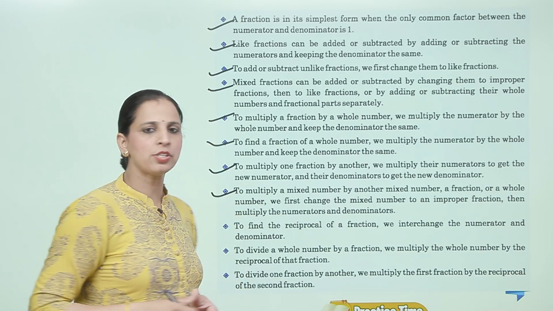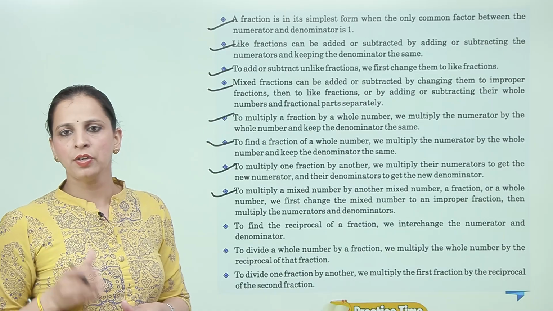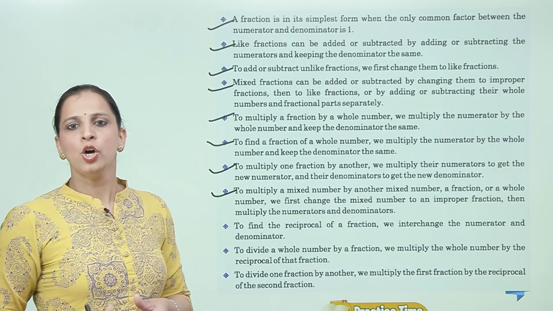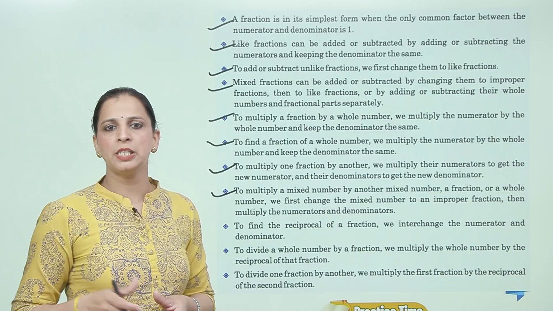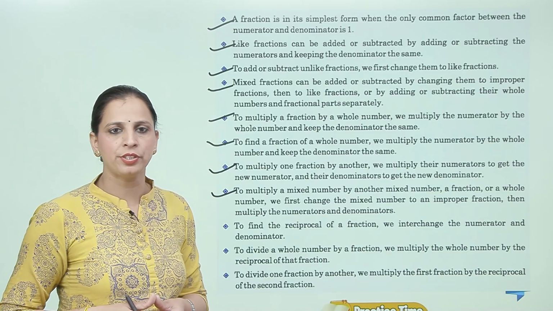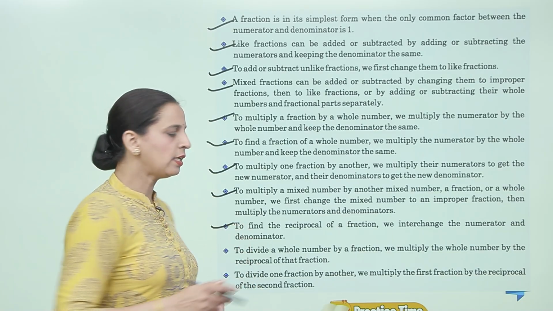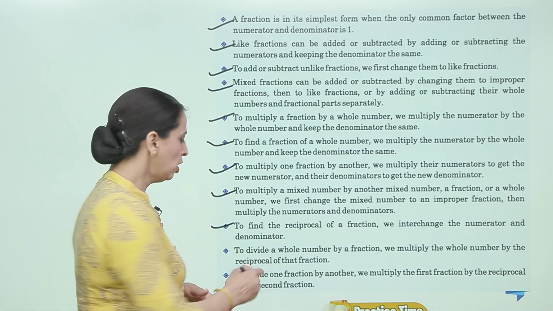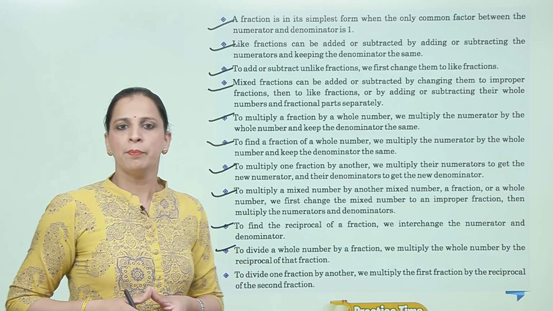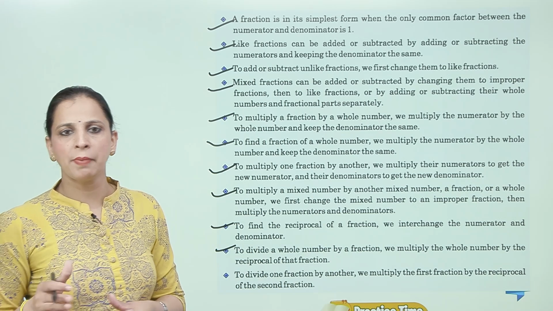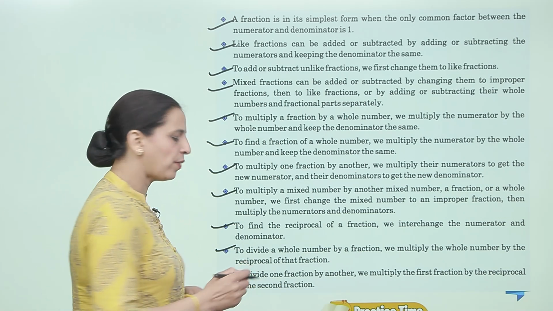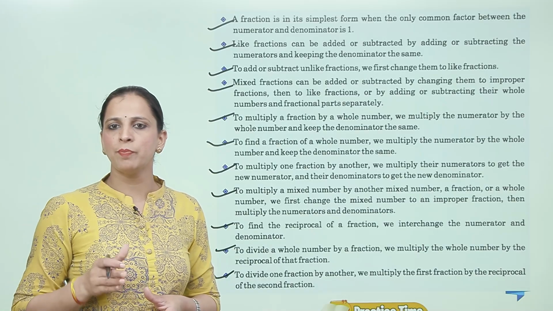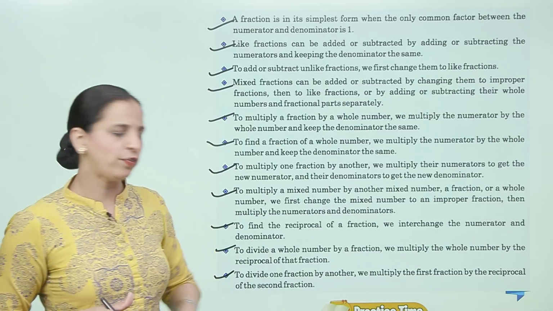To multiply a mixed number by another mixed number, a fraction or a whole number, we first change the mixed number to an improper fraction, then multiply the numerators and denominators. Next, to find the reciprocal of a fraction, we interchange the numerator and denominator. To divide a whole number by a fraction, we multiply the whole number by the reciprocal of that fraction. To divide one fraction by another, we multiply the first fraction by the reciprocal of the second fraction.